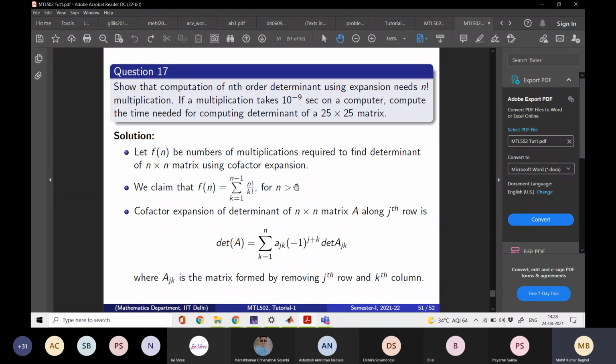And what about this second part? If the multiplication takes, so have you tried this? Somebody tell me the answer of the second part. Yes, sir. Total number of multiplications into 10 raised to power minus 9. So what is your answer? 25 factorial into 10 raised to power minus 9. Okay, 25 factorial.